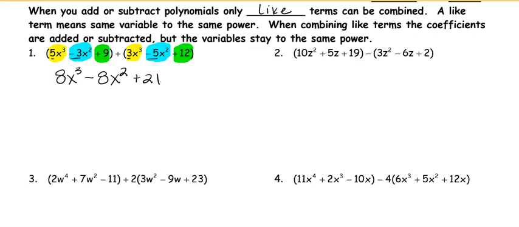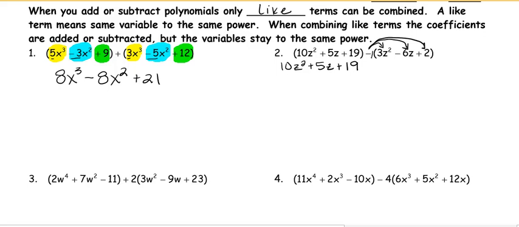There is a difference when you are subtracting. With adding, you just go ahead and add. When you are subtracting, you must distribute the negative to everything in the parentheses that follow. So all I'm going to do first is rewrite this first trinomial, the first set of parentheses, 10z squared plus 5z plus 19. And I'm going to distribute my negative.